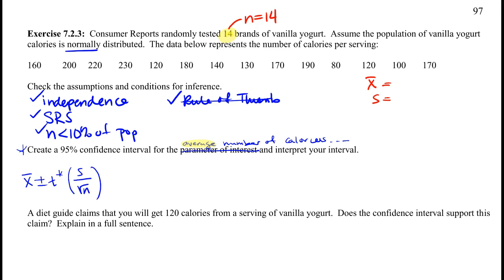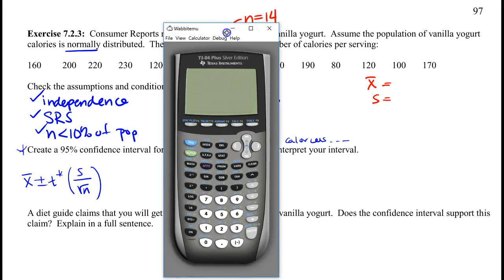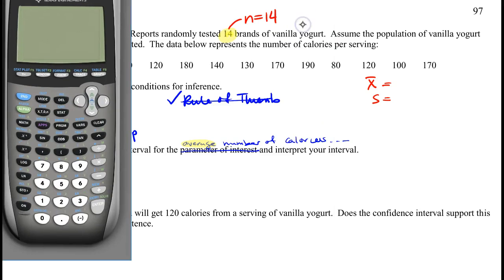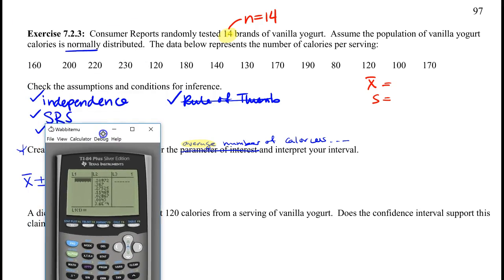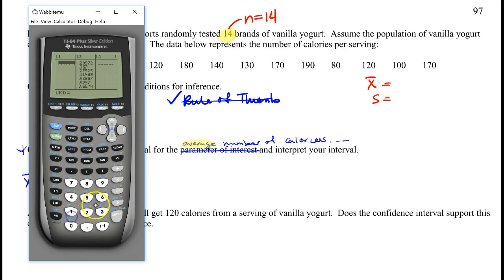Now, in order to use this formula, we do need an x bar and an s, which is our sample mean and our sample standard deviation, which we can get by plugging all this into our calculator and then doing 1-var stats. So I'm going to go ahead and grab those. Whatever, I'll just leave this here. It's not cooperating. So I need to put all of these things into list 1, so I'll clear it out. And then I've got 160, 200.